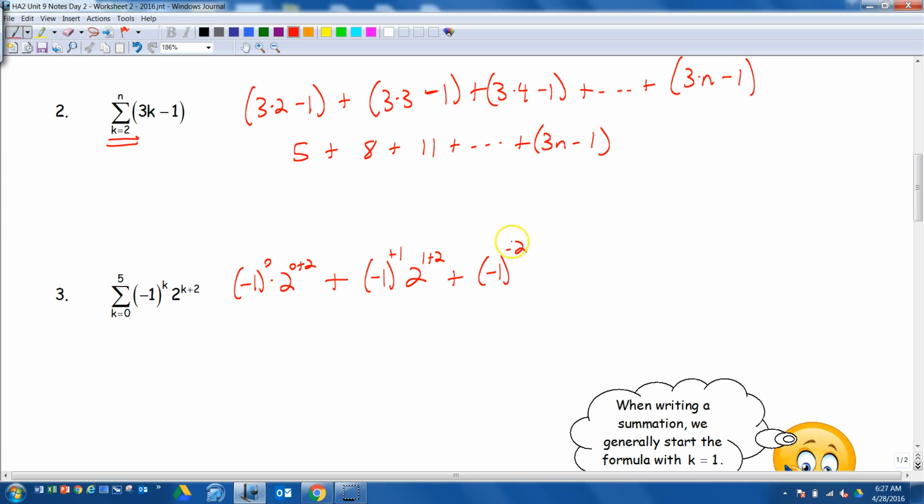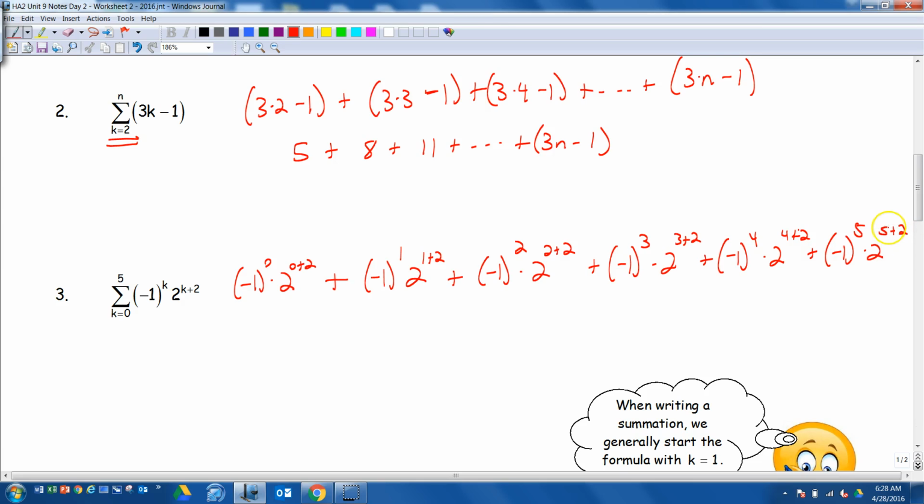Oh, this should be positive. I don't know why I put minus signs with the powers, I think because I was talking about minus signs. Times 2 to the 2 plus 2, plus negative 1 to the third times 2 to the 3 plus 2, plus negative 1 to the fourth times 2 to the 4 plus 2, and finally plus negative 1 to the fifth times 2 to the 5 plus 2.